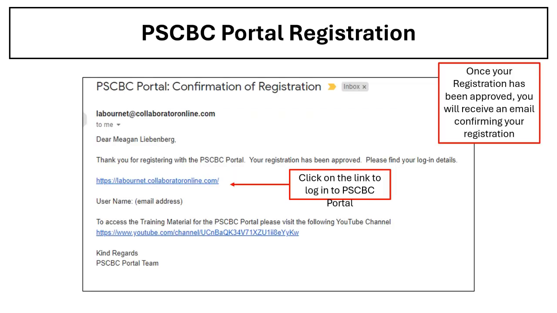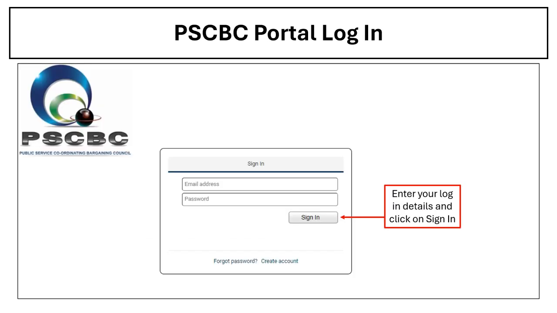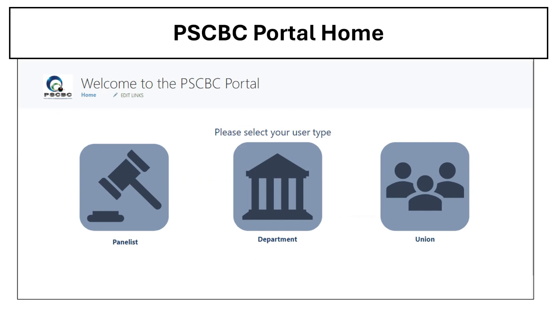On the confirmation email, you will receive a link to log in to the PSCBC portal. On the sign-in page, enter your login details and click on Sign In. You now have an active profile with access to the PSCBC portal.